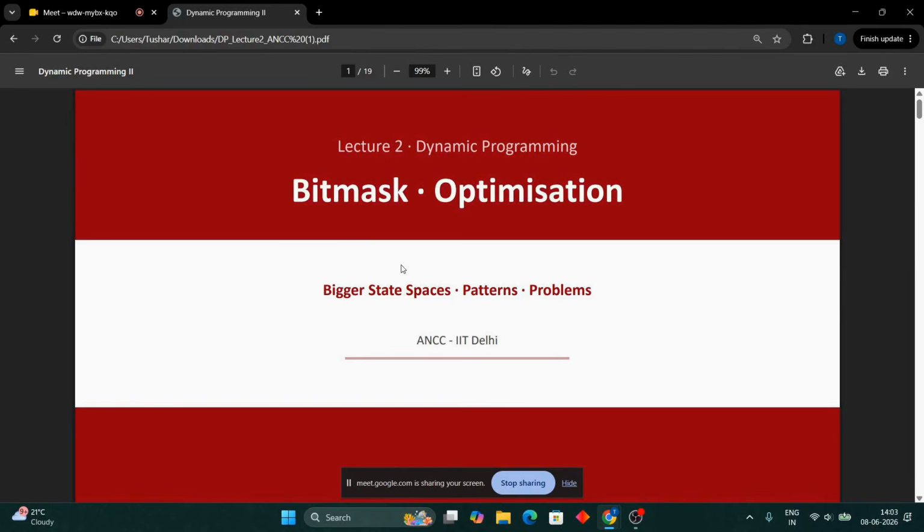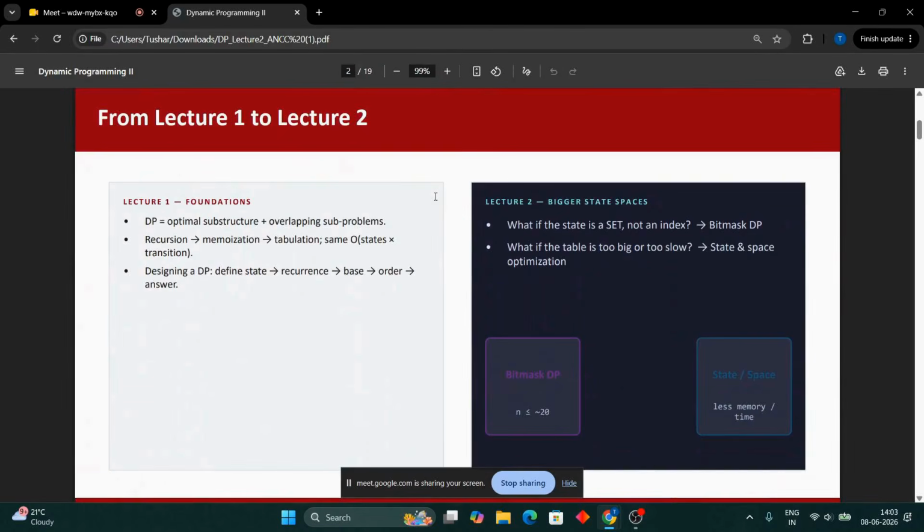So today we'll be continuing our lecture on DP. This will be the second lecture. Today we'll cover a little bit of bitmask DP and some state and space optimization, which we talked about in the last lecture. Today we'll be mainly solving problems related to them and try to learn them from the problems.